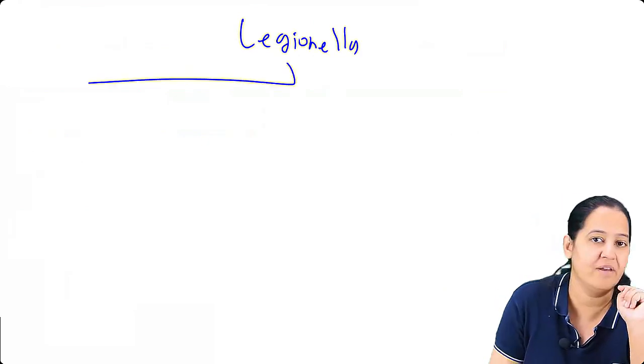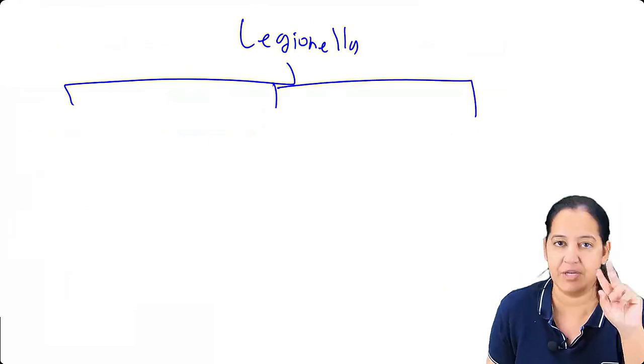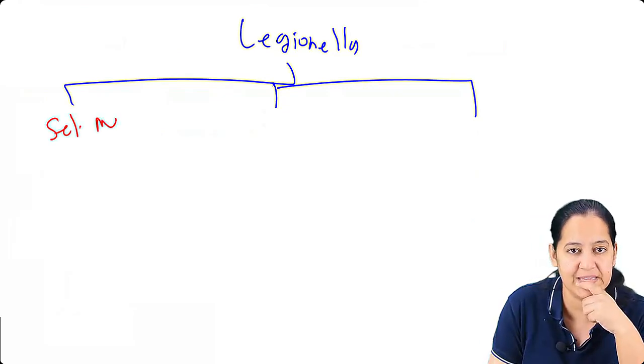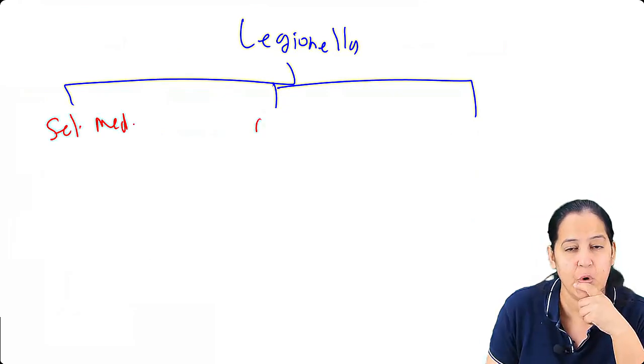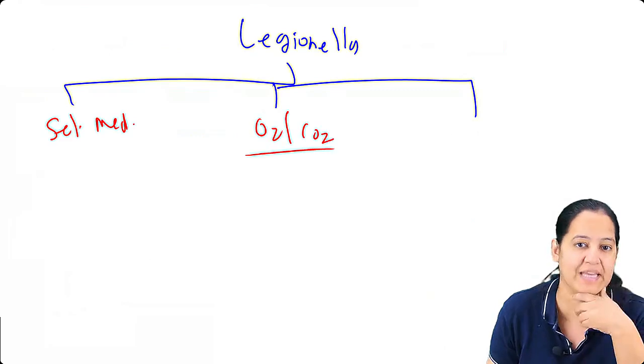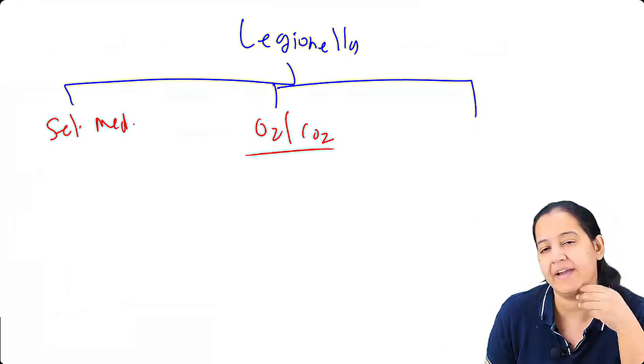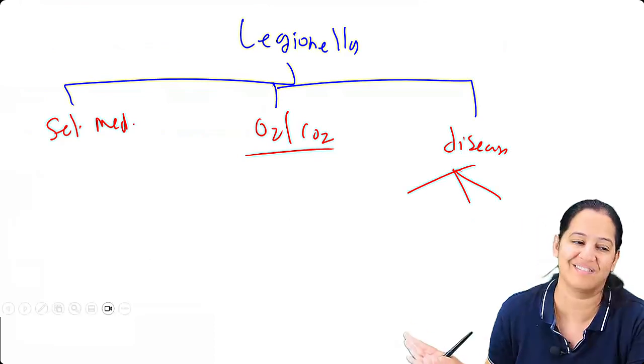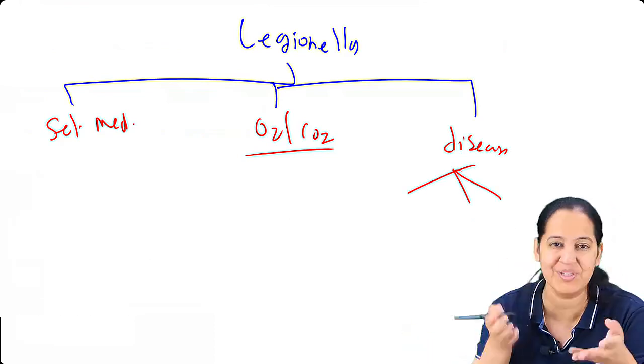Legionella, we have learned three points. Three points you have to learn. Number one, learn the selective media. Number two, what is the unique thing about oxygen and carbon dioxide? Tell me something unique there, and tell me the names of the three diseases it causes. One, two, three. That's it. Complete. These are small bacteria.